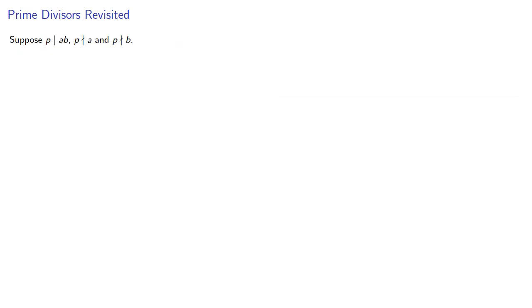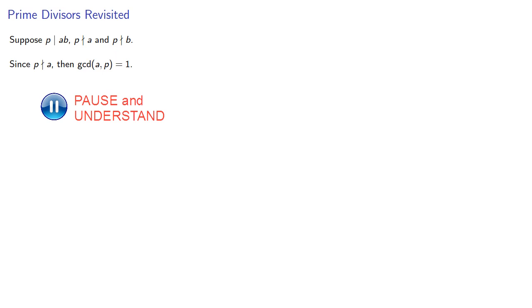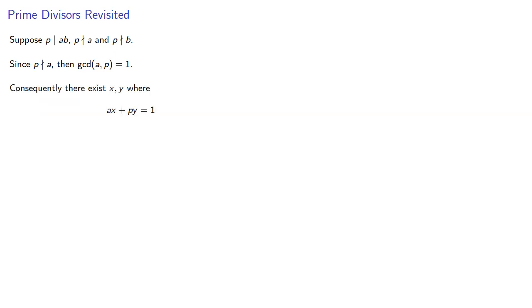So suppose p divides ab, but it doesn't divide either number. Since p doesn't divide a, then the greatest common divisor of a and p has to be 1. Consequently, there exist x and y where we have a linear combination equal to 1. Similarly, since p doesn't divide b, there exists an x prime, y prime where we have another linear combination equal to 1.